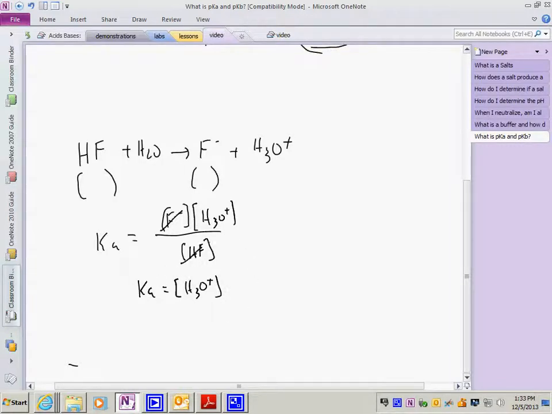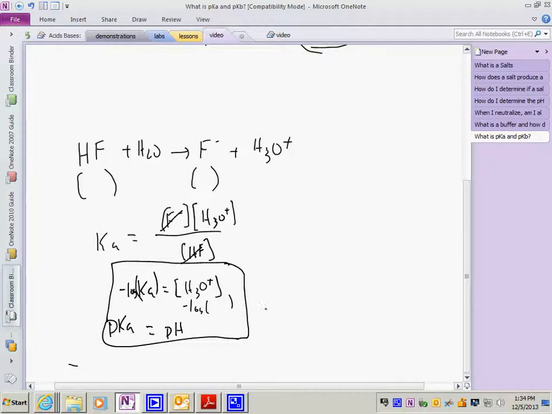But then, ideally, if they're equal, then your pKa, if you take the negative log of this thing, and the negative log of this thing, then your pK equals your pH. So if they're equal, then your pKa will equal the pH of the solution. So it's a little bit of a shortcut that, fortunately or unfortunately, is used quite a lot. It's there once in a while.